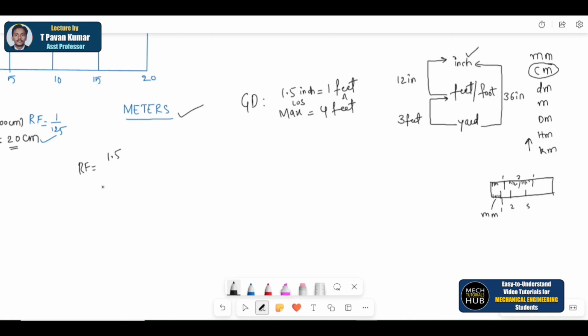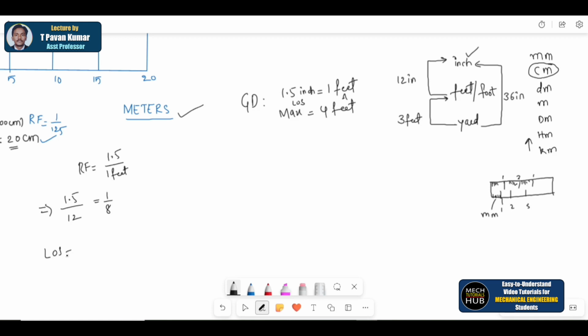So I'm trying to calculate this RF: 1.5 by 1 feet. Feet I'm trying to convert again, which is equal to 1.5 by 12, since 1 feet is equal to 12 inches. If I calculate, I'm going to get 1 by 8. RF is equal to 1 by 8.